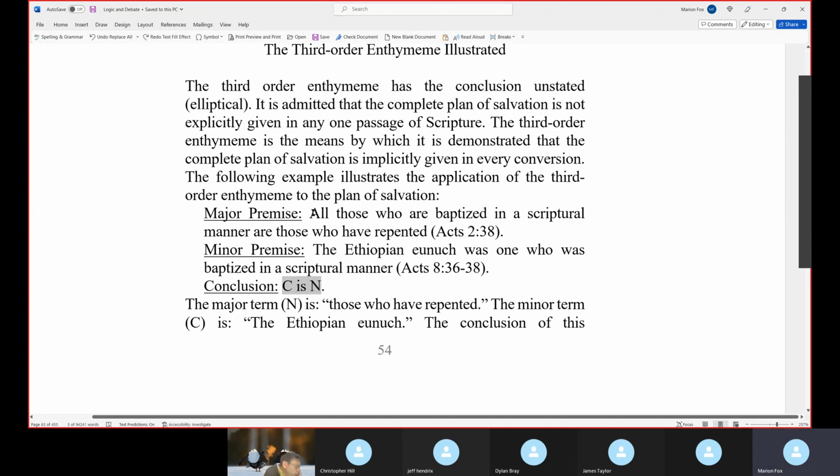My major premise is all those who are baptized in a scriptural manner are those who have repented. Acts 2:38, "Repent ye and be baptized, every one of you, in the name of Jesus Christ, unto the remission of your sins. Ye shall receive the gift of the Holy Spirit." So all those who are baptized in a scriptural manner are those who have repented. That's what it tells us in Acts 2:38. Does everyone see that?